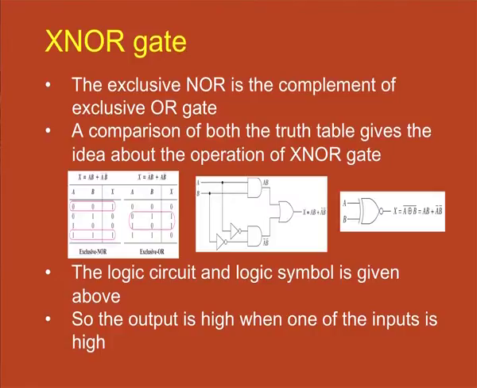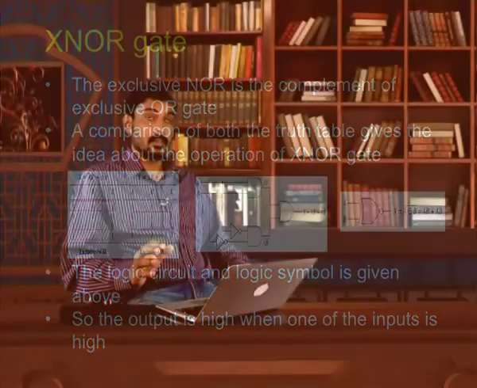The symbol for the XNOR gate is also shown in this slide, and we can construct the XNOR gate by using a group of NOT gate, AND gate and OR gate. Here we have shown both the logic circuit as well as the logic symbol for the XNOR gate. Unlike the XOR gate, here the output is high when both inputs are the same.